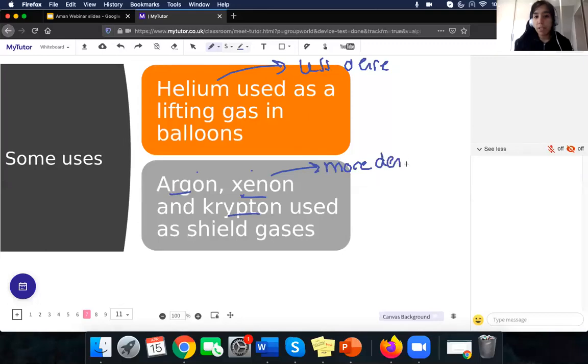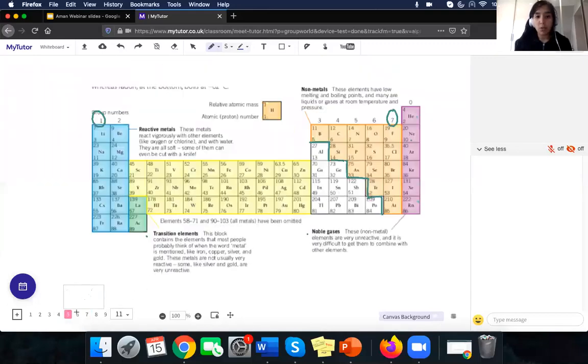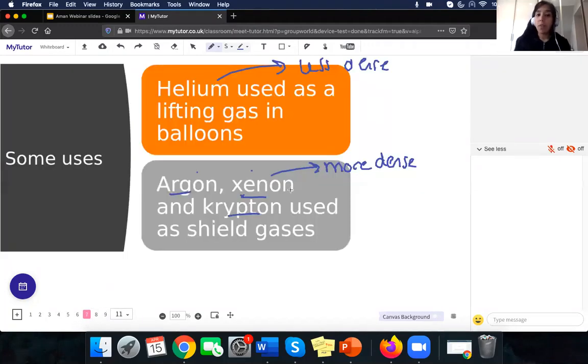So remember that density increases down the noble gas group. So if we have a look, helium's at the top, but argon, krypton, and xenon are lower down. So they have a higher density, and specifically, they have a higher density than air. And what that means is they can stop the oxygen reacting with the metals. And also, because they're unreactive, they themselves won't react with the metals. So there's two reasons. The first reason is that because they're more dense than air, they stop the oxygen reacting with the metals. And the second reason is because they are themselves unreactive, they won't react with the metals.